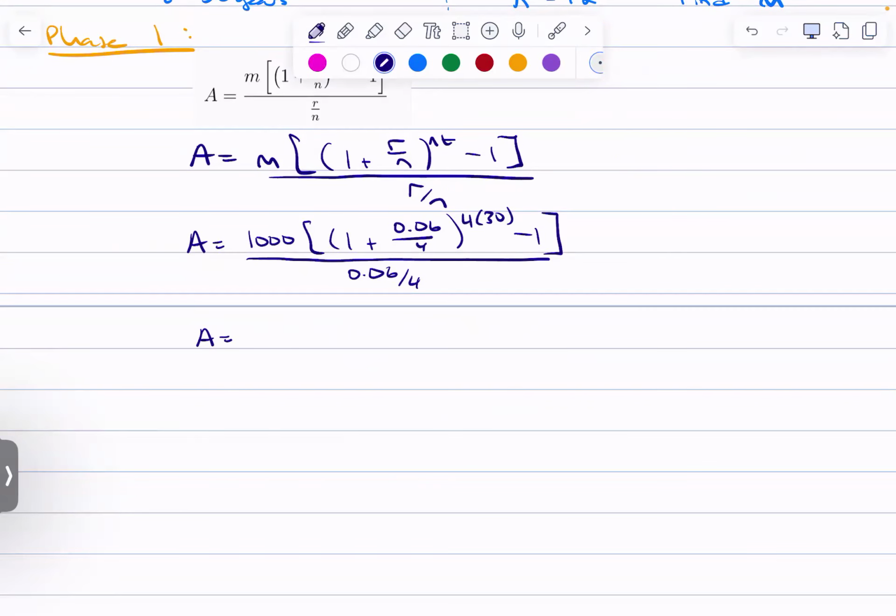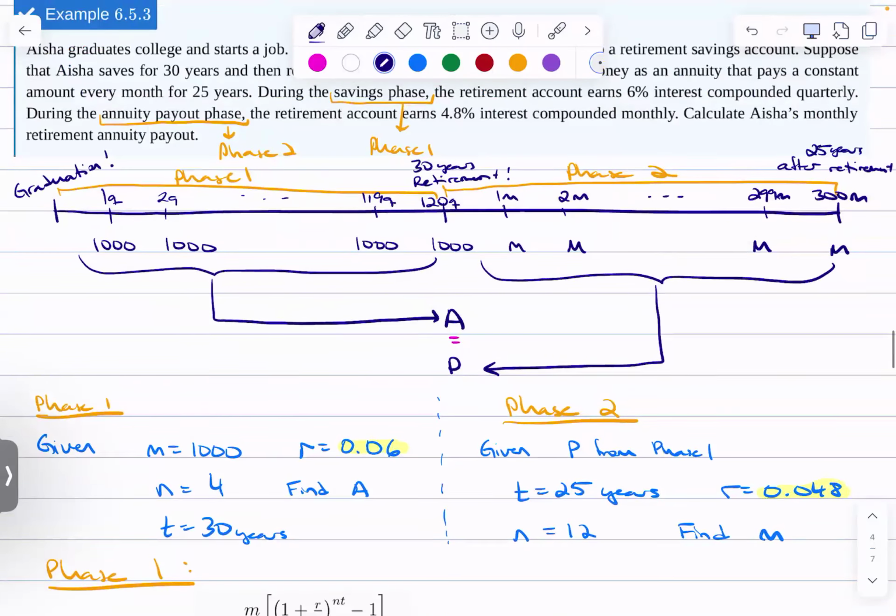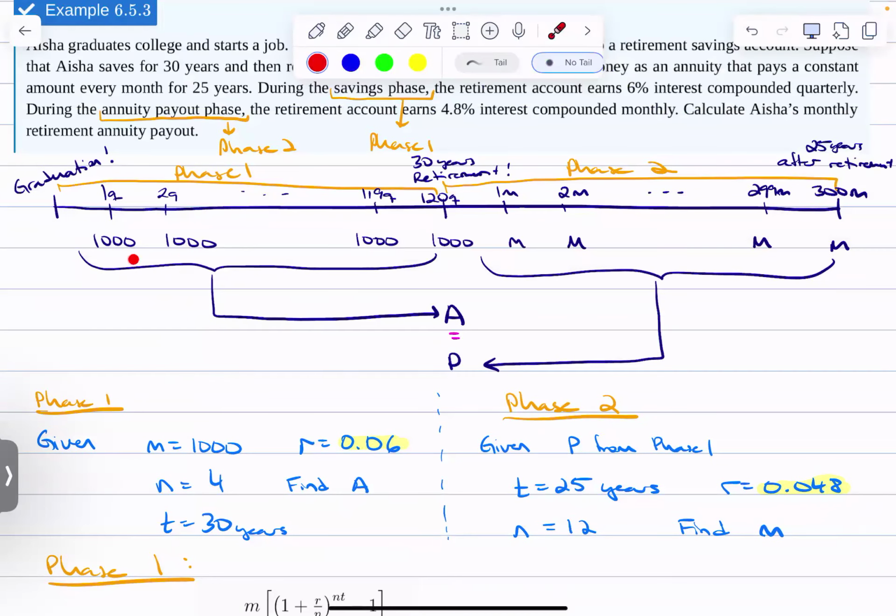So what's going to happen is we want to figure out what all these add up to, A. But then this A amount is going to turn into P for the next phase. So that's the sticking point. But first we have to find A, and then it turns into P, which is confusing. And then we can solve for it.